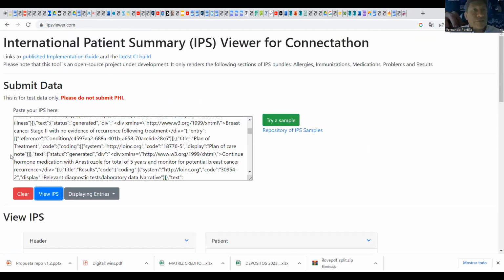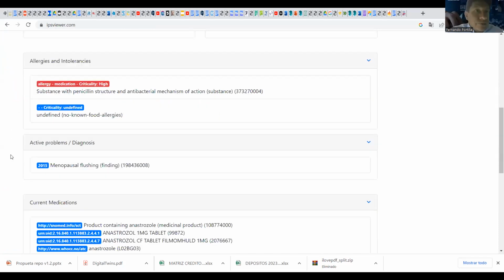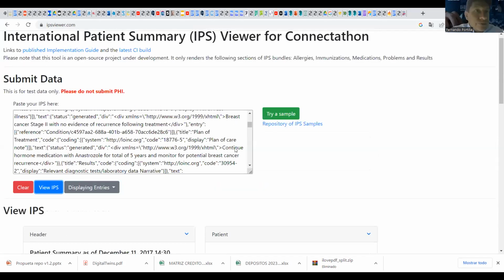The next step is precisely this then. Once we have this, we need to make sure that the data are consistent. But after that, we need to see how we're going to view them, because that is also key for the healthcare professional.